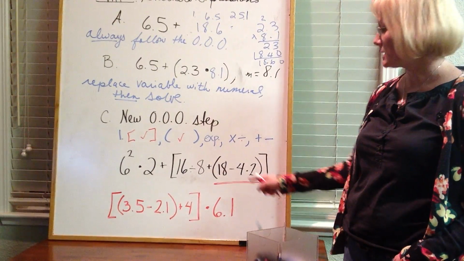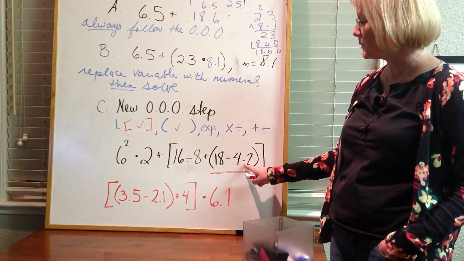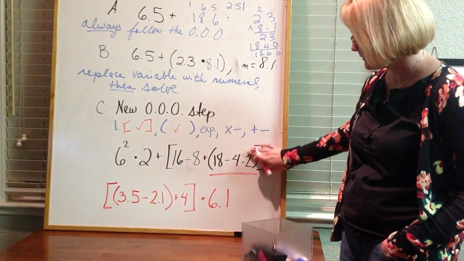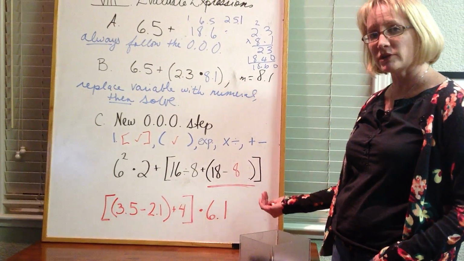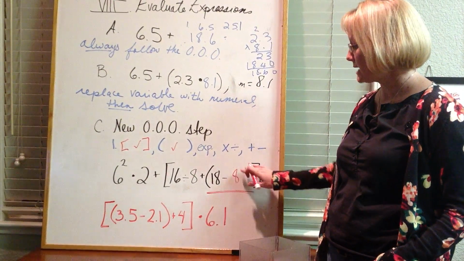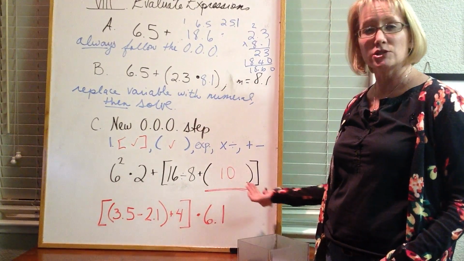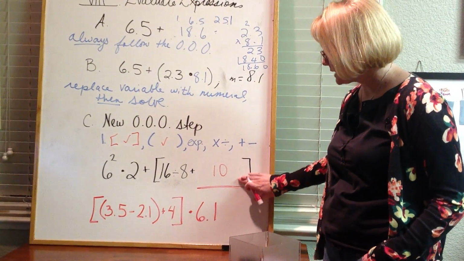So I'm going to look over here to my parentheses. Now I have two choices. I can subtract or I can multiply. Well, according to my order of operation, I'm going to multiply first. 4 times 2 is 8. Now I'm still inside my parentheses, so I have to finish that. 18 minus 8 is 10. Is there anything else to do inside that parentheses? No, so we're going to erase them.